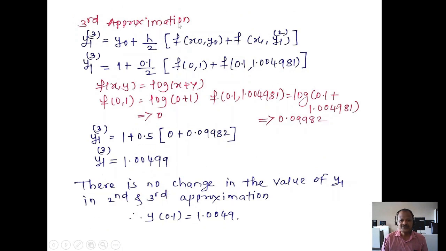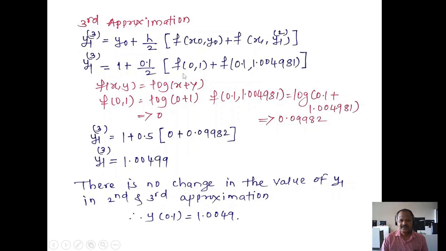Then you have to find the third approximation. So you can write the formula. Third approximation of y1 is equal to y0 plus h upon 2 into the bracket f of x0 comma y0 plus f of x1 comma y1. Here we have to take the value of y1 from the second approximation. Third approximation of y1 is equal to 1 plus, the value of y0 being 1 and the value of h being 0.1, divided by 2 into the bracket f of x0, which is 0, y0, which is 1, plus f of x1, which is 0.1, and we have to take the new value of y from the second approximation.